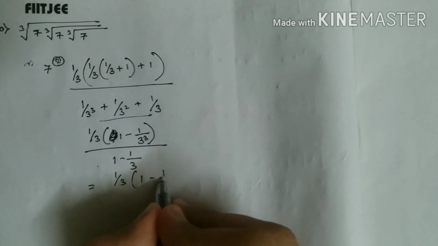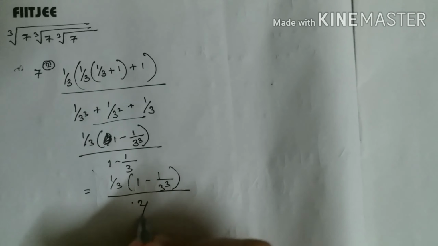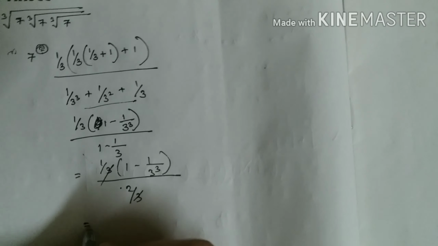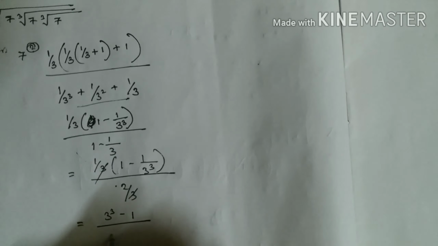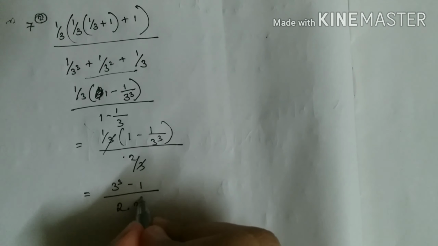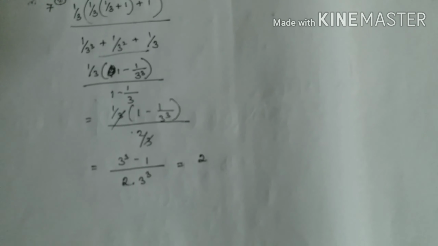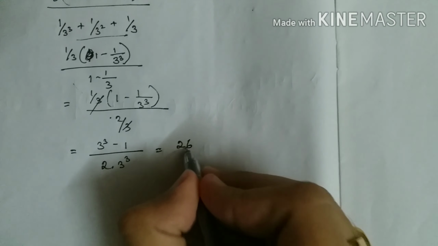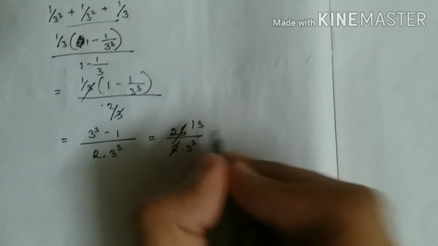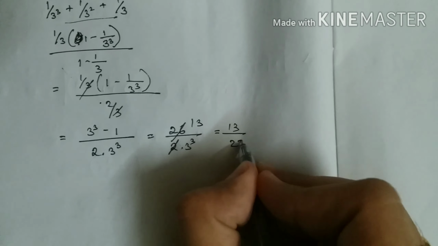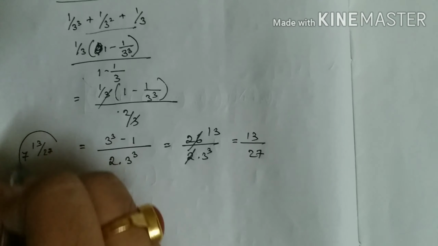And it will give us 1/3 into 1 minus 1 by 3 to the 3, by 2/3. So 3 will get cancelled. Then it will be 3 cube minus 1 by 2 into 3 cube. So that will give us 26 by 2 into 3 cube. So that will give us 13 by 3 cube, meaning 13 by 27. So the answer will become 7 to the power 13 by 27.